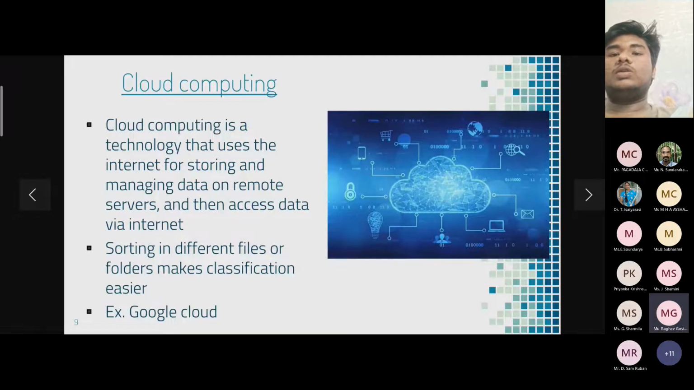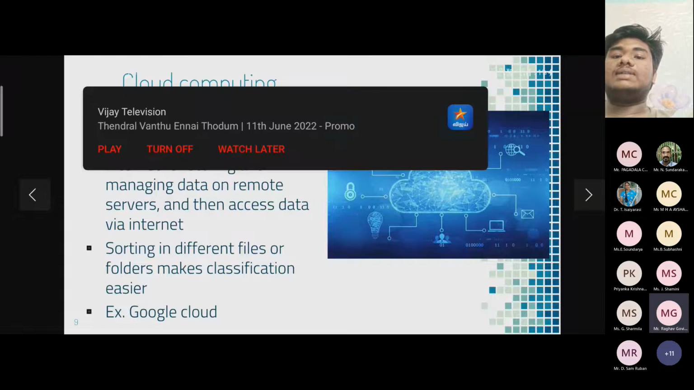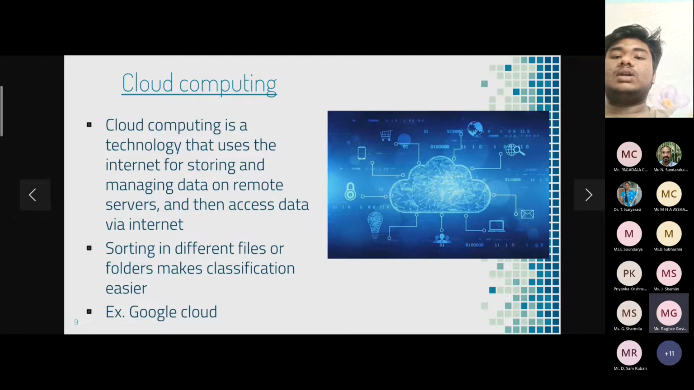Cloud computing is a technology that uses the internet for storing and managing data on a remote server, and we access the data via the internet. Storing data in different files or folders makes classification easy. Example, Google Cloud.